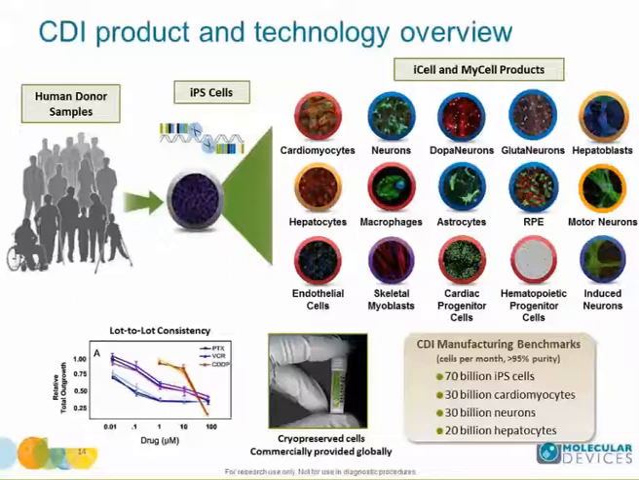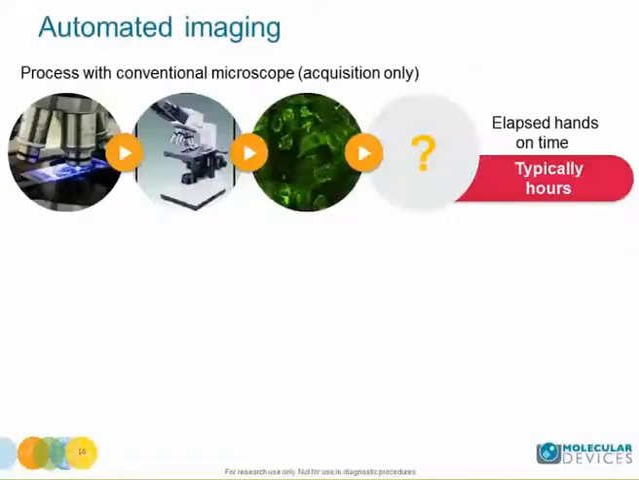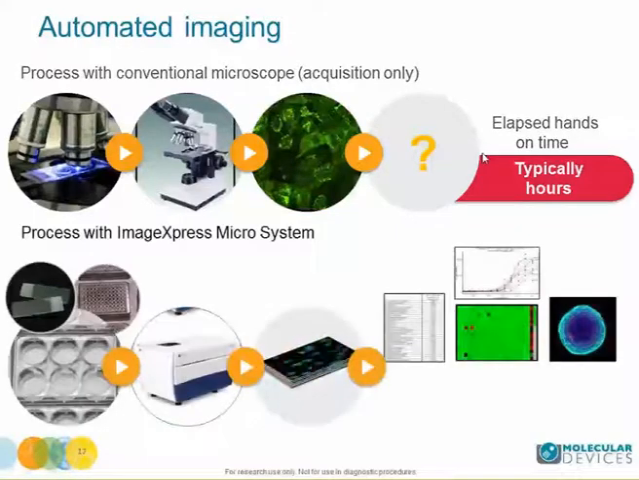On the imaging side, we provide an automated imaging tool, and how would you do these experiments if you didn't have such a tool? So with a conventional microscope, you'd have your sample on a microscope, you could take your pictures, and then the question is, how do you make your measurements? Your lab and hands-on time will typically be hours. The process with the MetaXpress microsystem is to speed that up. You put your samples in the system, collect a variety of data, and try to make sense of that data in minutes rather than in hours.